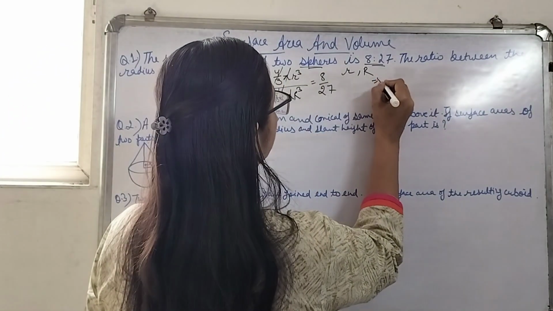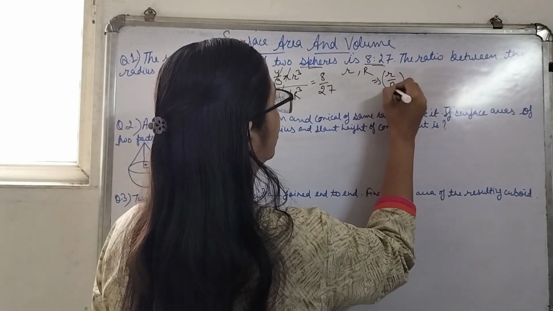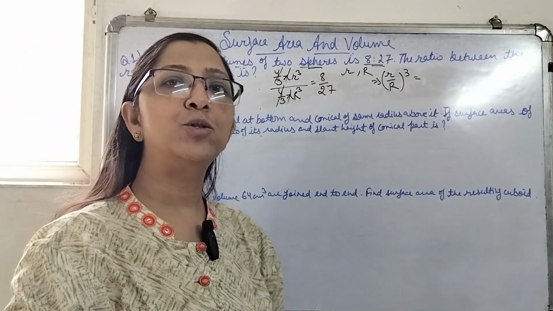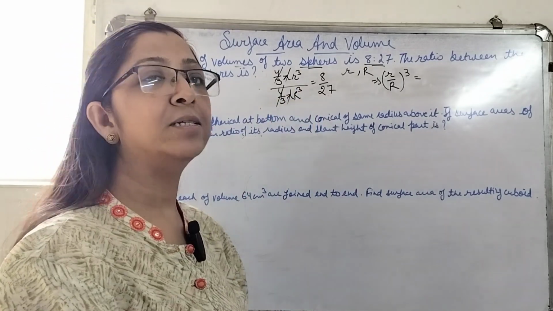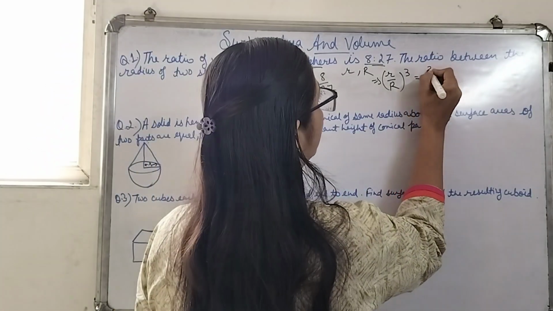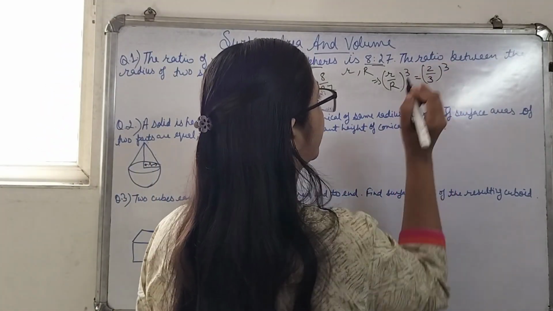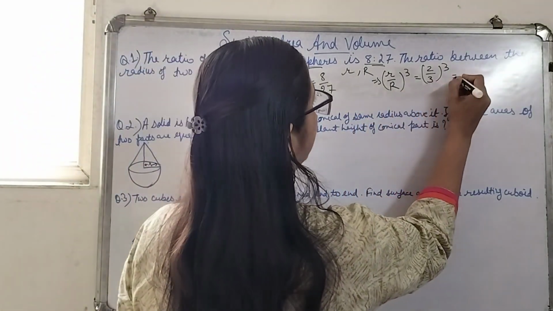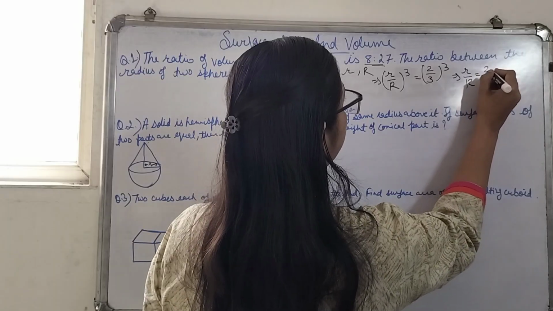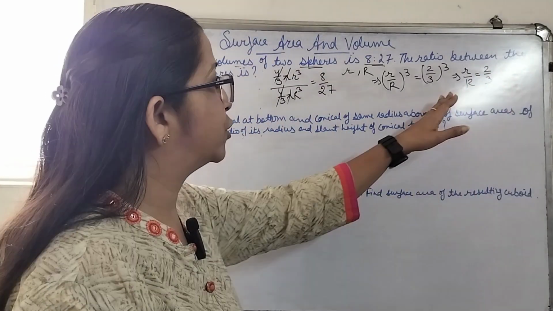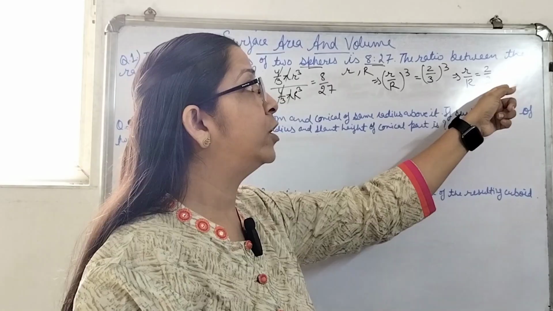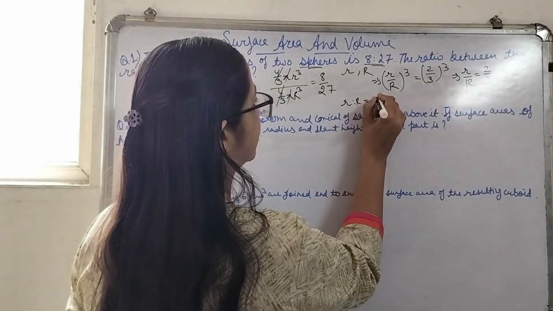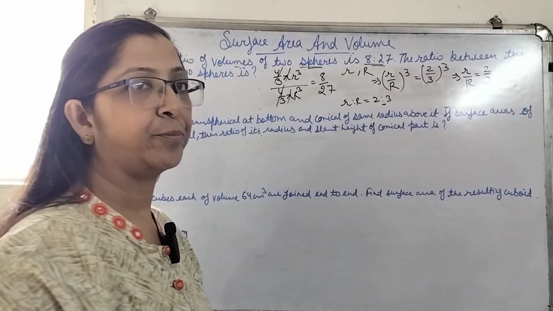That simply means small r over capital R whole cube could be written as, now over here we can see that 8 could be written as 2 cube and 27 could be written as 3 cube. That means it is 2/3 whole cube. If we take the cube root on both the sides, we find that small r over capital R is 2/3. That means the ratio of the radius of the two spheres is 2:3.